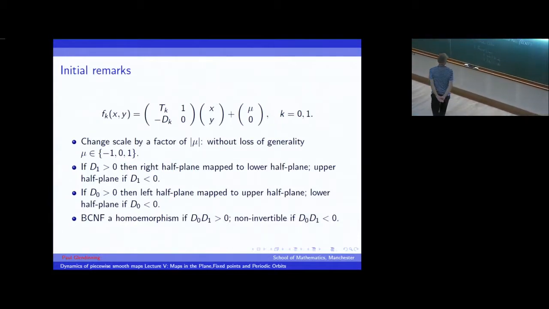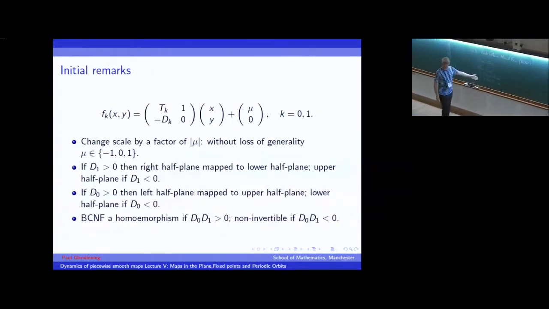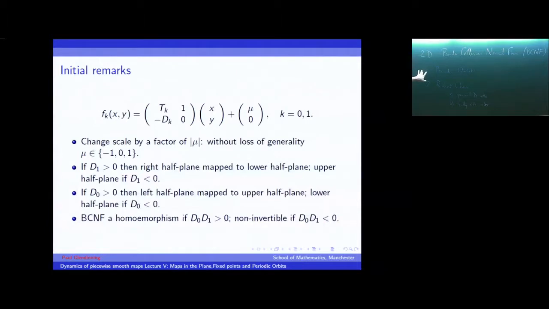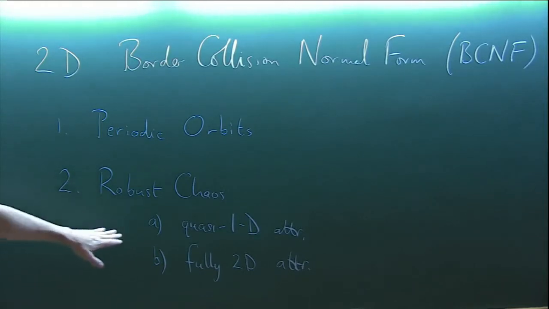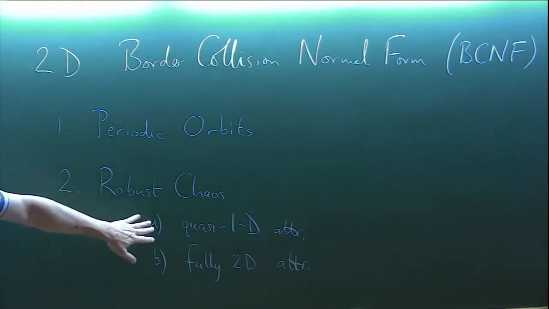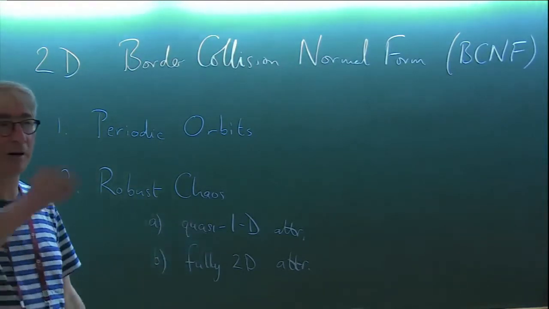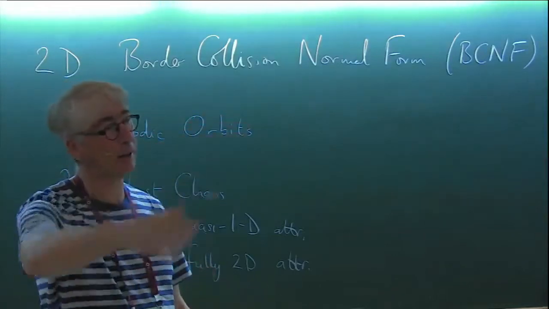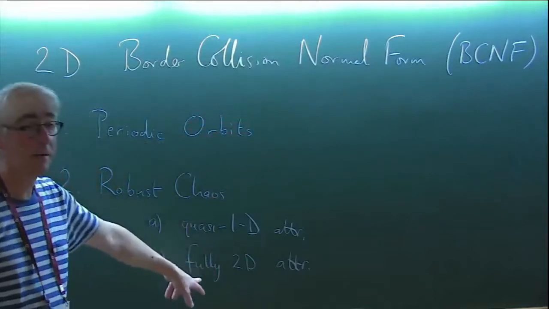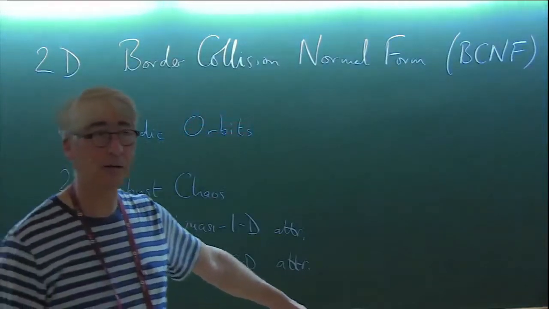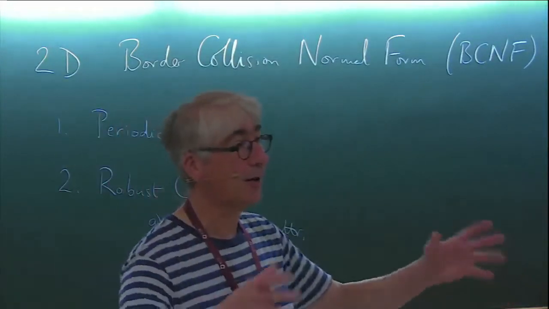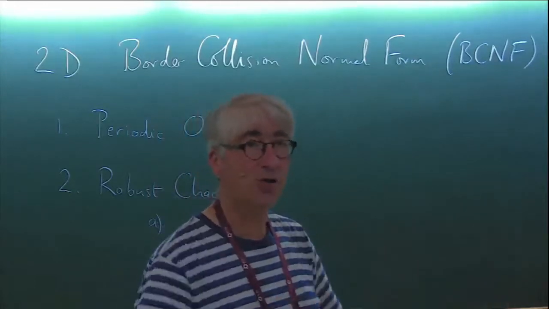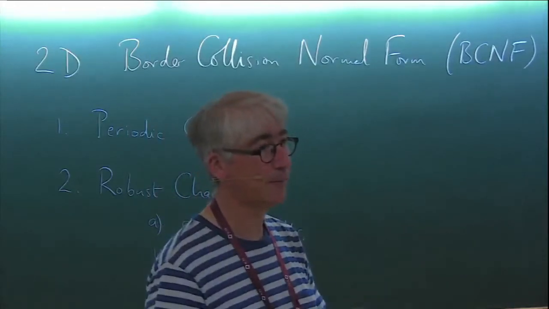Right, so there's going to really be three parts to this talk. First of all, I want to talk about some features of the periodic orbits, and then this idea of robust chaos. And there are two parts to this. One is quasi-one-dimensional attractors, where the attractor basically is a sort of a Cantor set of lines. And the second is fully two-dimensional attractors, where the attractor literally fills a two-dimensional region.